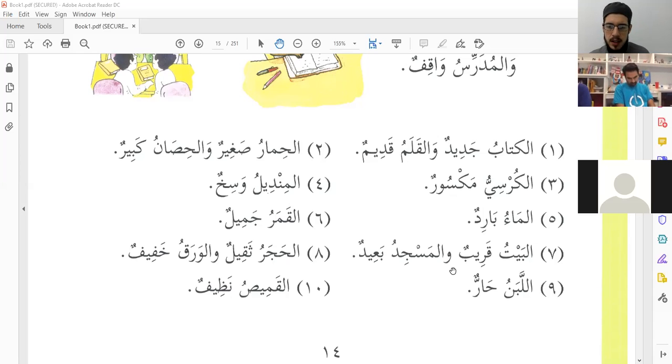Good. Okay, let's give Mir a tough one. Can you do number 7? Yes. Al-baytu qaribun wal-masjidu ba'idun. Excellent work. Al-baytu, we learned that before. It is the house. Qaribun means close, close by. Wal-masjidu, and the masjid, ba'idun, is far away. So we're learning some really useful adjectives and opposites.